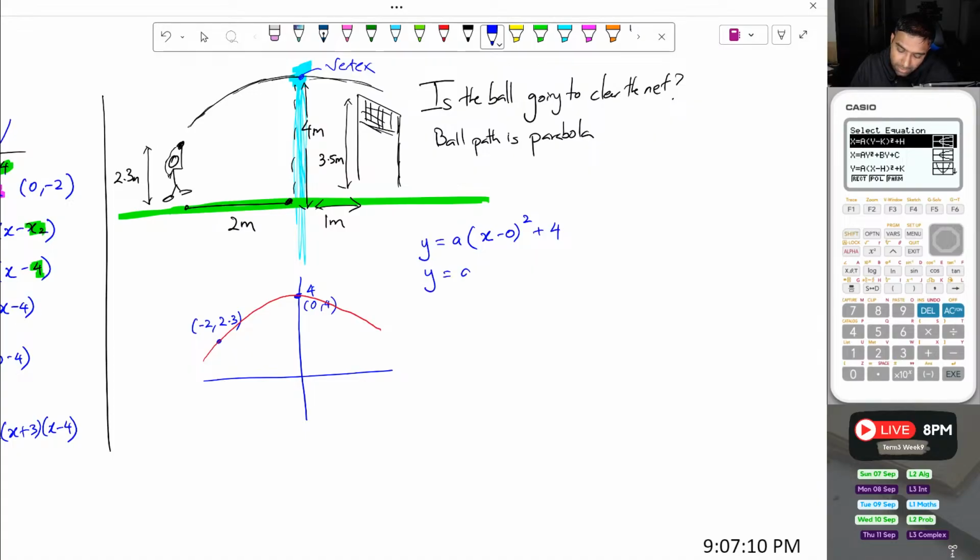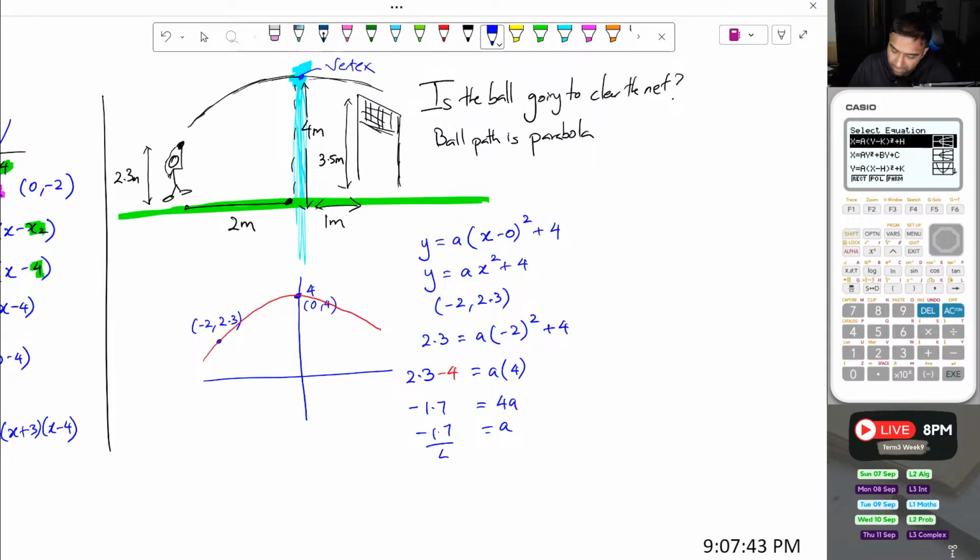So I'm going to get y is equal to a x squared plus 4. I need to figure out what the a value is. To figure out the a value, I'm going to substitute negative 2 and 2.3. So 2.3 is equal to a times negative 2 squared plus 4. Rearranging this, I'm going to get 2.3 minus 4 is equal to a times 4. So I've got negative 1.7 equals 4a, and a is equal to negative 1.7 divided by 4. And Max, I think that's pretty much what you got, negative 1.7 over 4.